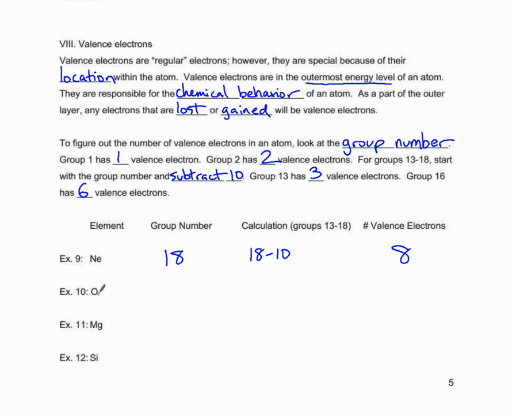Oxygen, looking at my periodic table, is in group 16. So to find its valence electrons, I do 16 minus 10, and that tells me oxygen has 6 valence electrons. Magnesium is in group 2. There is no calculation needed because everything in group 2 has 2 valence electrons.